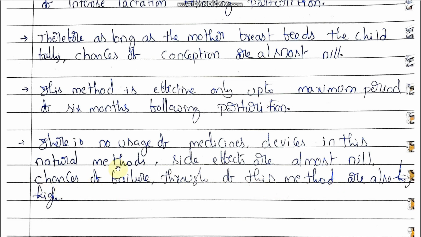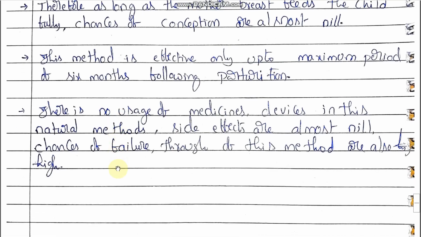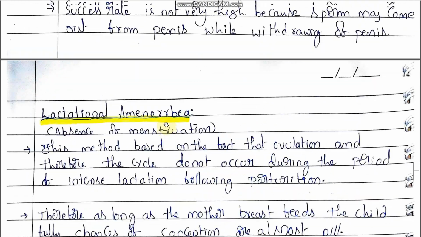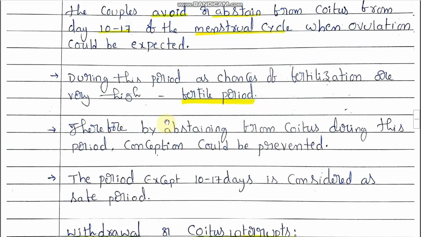The failure is high in coitus interruptus. In periodic abstinence also there is a chance of failure. Why? Because whenever the menstrual cycle is regular there is no problem, but if the menstrual cycle changes, the ovulation date changes, the day of ovulation changes, then obviously there is a chance of failure. And in lactational amenorrhea also, if earlier ovulation takes place, there is a chance of failure. So these are regarding natural contraceptive methods, right?